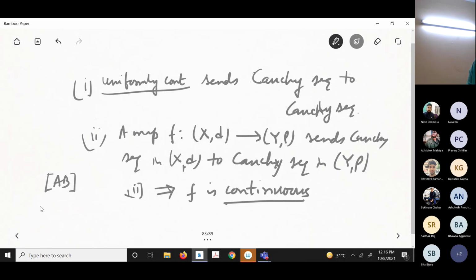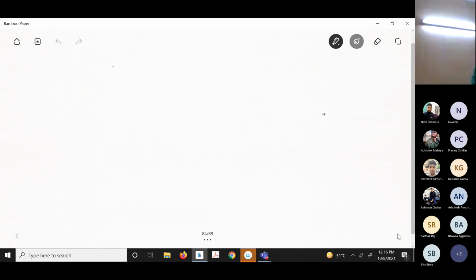Theorem 6.19, page 45. Here they are using even-odd arguments. How will you prove that? Even-odd arguments means suppose you have two sequences in a metric space.